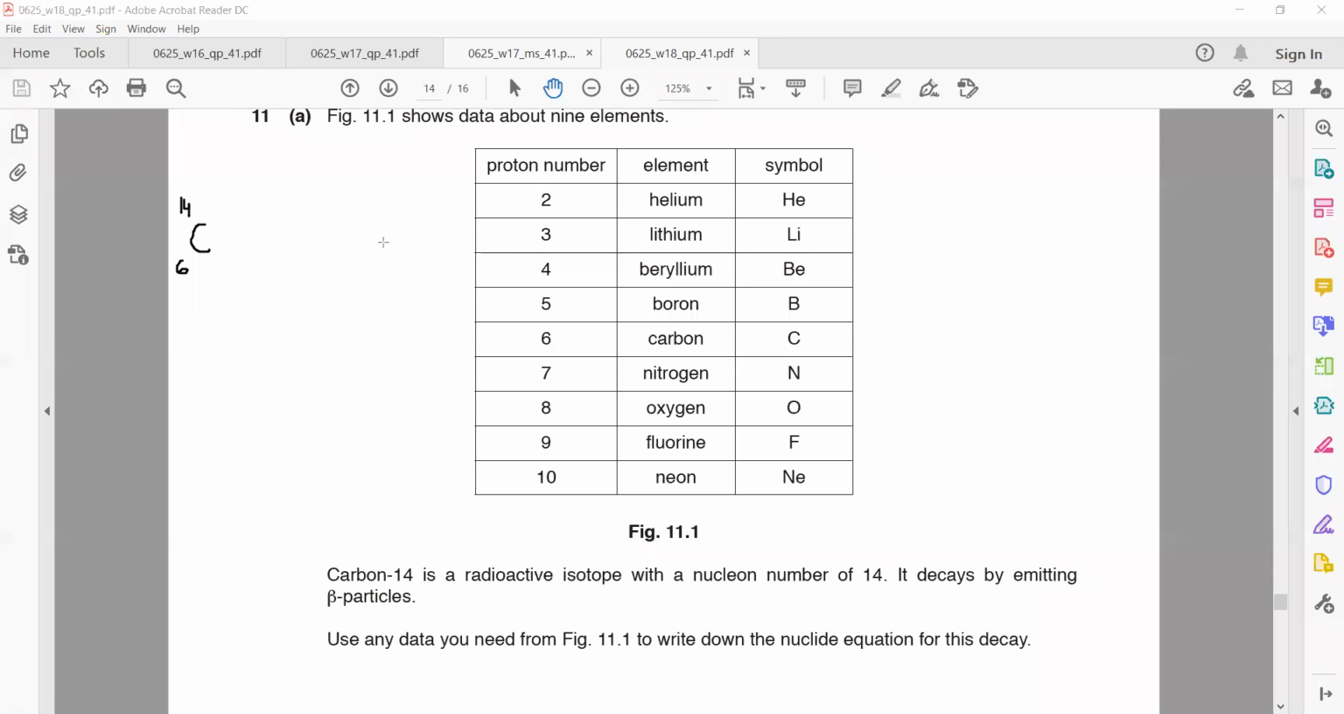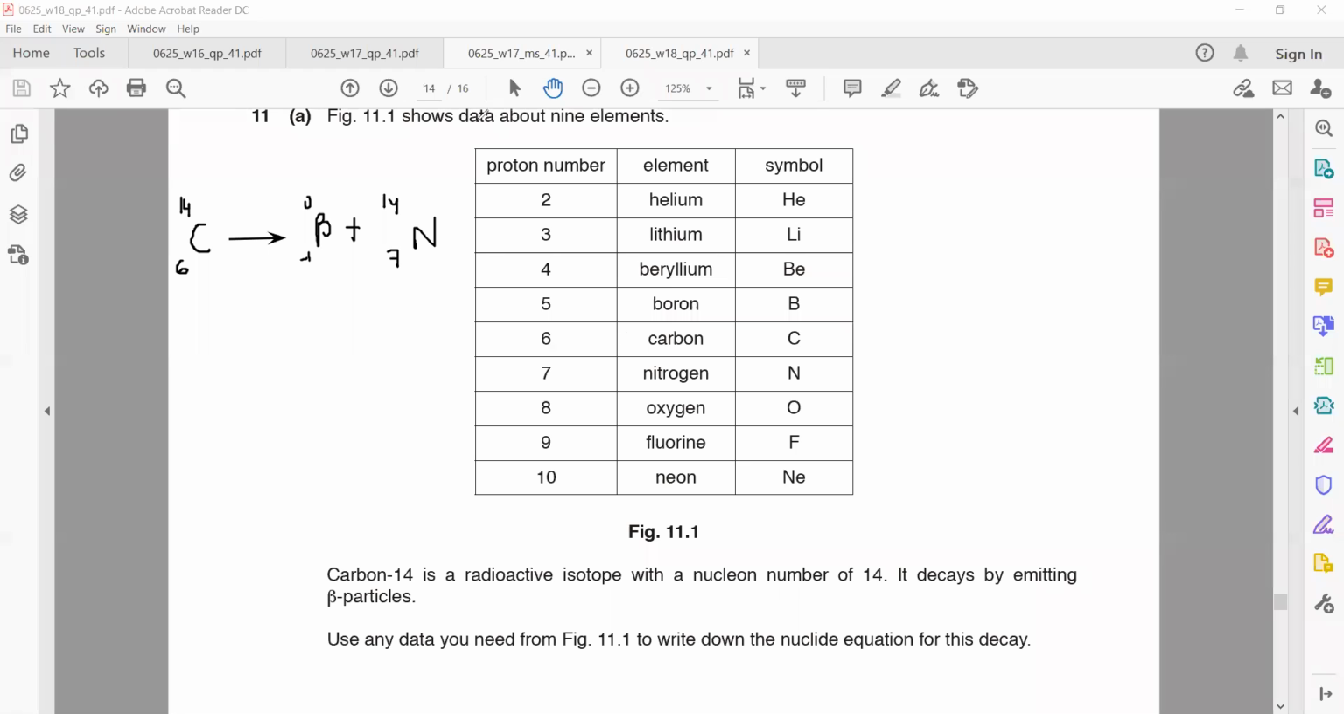Then it is emitting a beta particle. So beta is 0 and -1. So the element which is formed, the nucleon number will be 14 and this will be 7. So what should be the symbol of that nuclide? The element will be nitrogen. We'll put N.